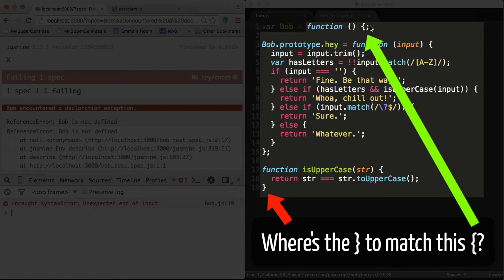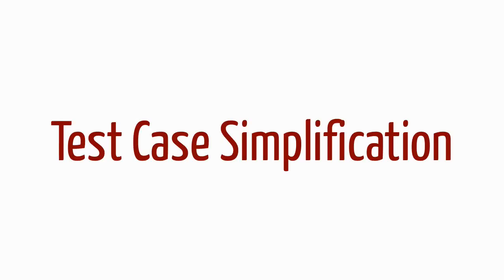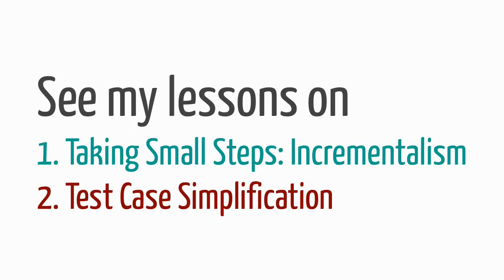You do have other recourses though. At this point, if you have been taking small incremental steps, you would have had the option of reverting back to the last known good state. Otherwise, you can always use the test case simplification technique in order to pinpoint the error. Both of these techniques are covered in separate lessons.